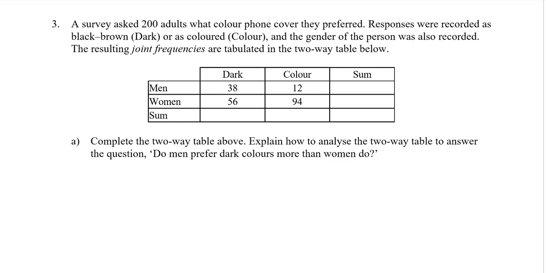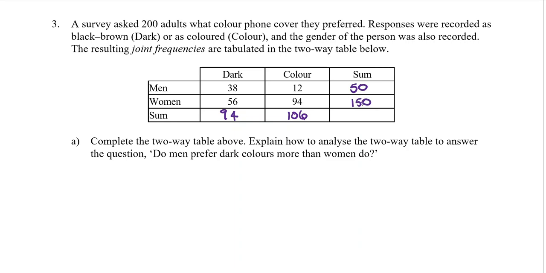Okay. So, first of all, we've got some blanks there that we need to fill in. They're the sum. So you either sum down the columns or across the rows. Okay, so going down, 38 plus 56 makes 94. 12 plus 94 makes 106. Going across the row, 38 plus 12 makes 50. And 56 plus 94 is 150.